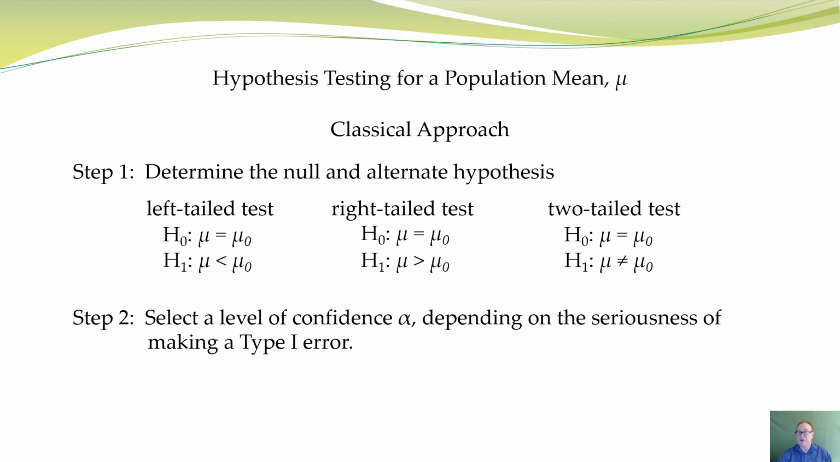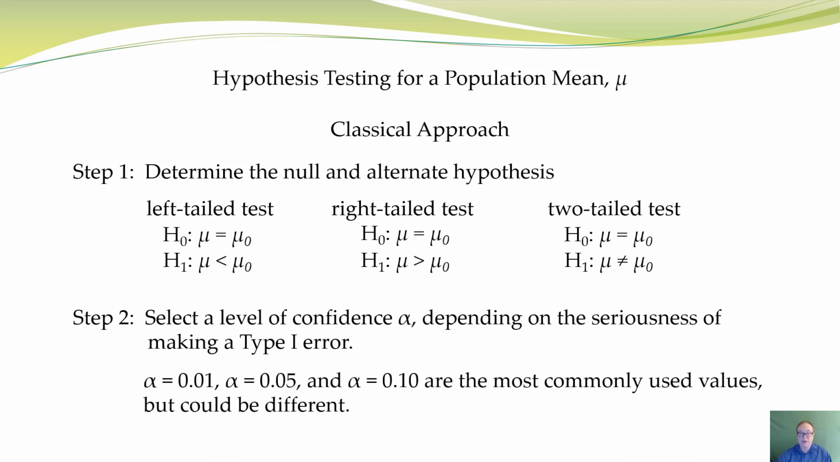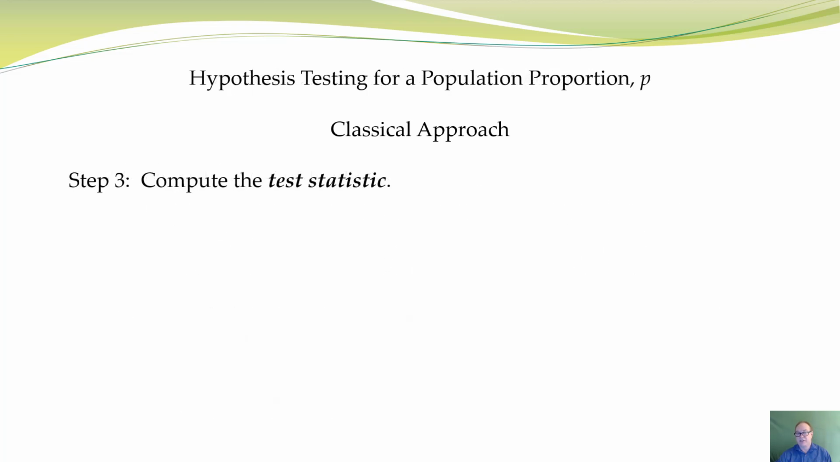Again, we're going to select a level of confidence alpha. And that's usually going to be 1% or 5%, sometimes 10%, but it could be different. Compute the test statistic. Now the formula is different here. Now we're looking for a t-value. So t naught is equal to x bar minus mu naught divided by s divided by the square root of n, where s is the standard deviation of the sample, n is the sample size.